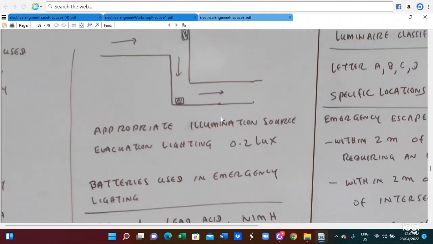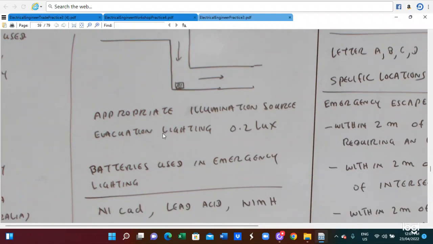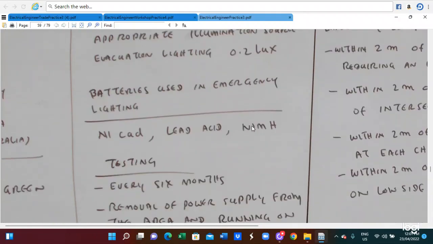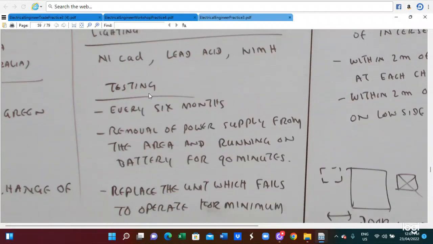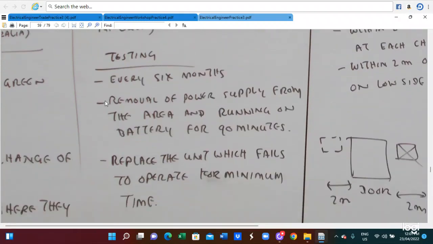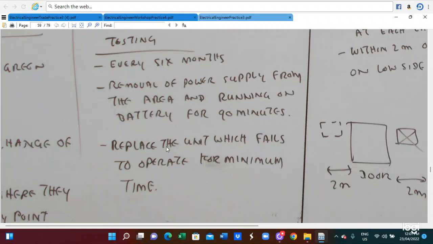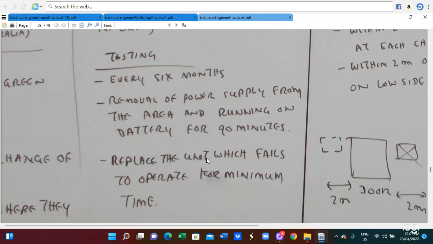The appropriate illumination for evacuation light is 0.2 lux. When we use an emergency system, the emergency lighting batteries will be nickel cadmium, lead acid and NiMH. Testing: we have to provide testing every 6 months, during which the circuit must be tested by removing all the power supply for the area and running on the battery for 90 minutes, including replacement of any unit which fails to operate for the minimum time. So this is the testing unit.